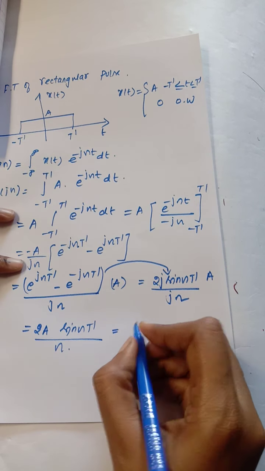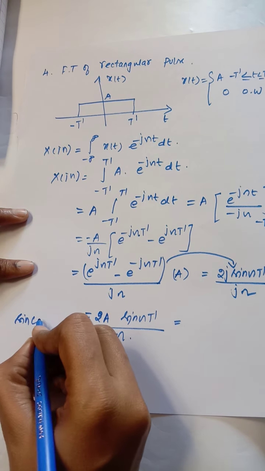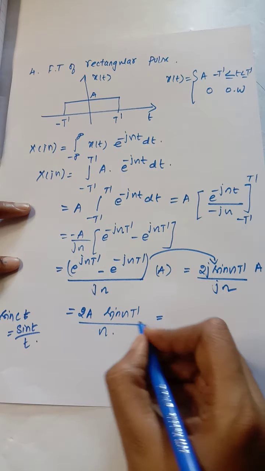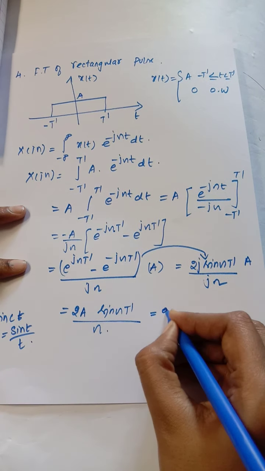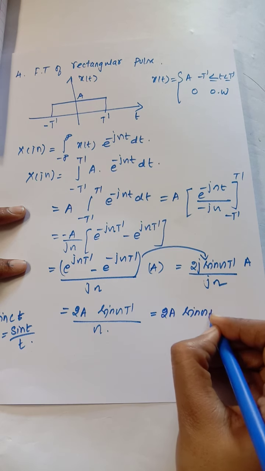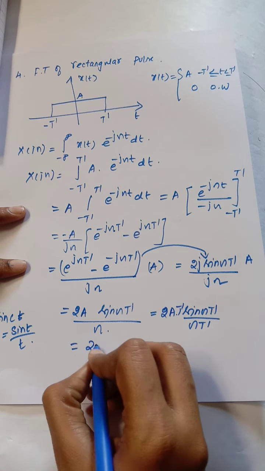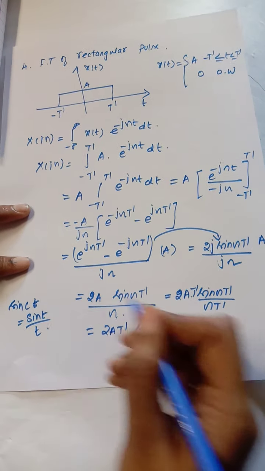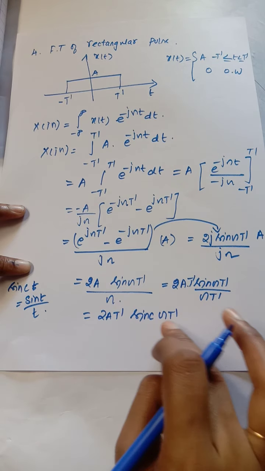Now I am going to represent this in terms of sinc. So what is the sinc formula? Sinc t can be written as sine t by t. Here I have sine omega t dash, so I need to multiply and divide by omega t dash, that is sine omega t dash divided by omega t dash, into t dash. Okay, so this can be written as 2a t dash sinc omega t dash.